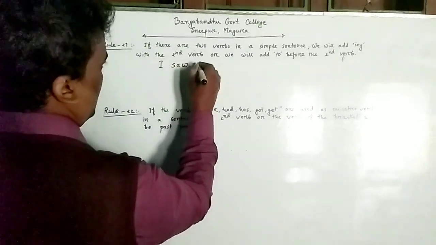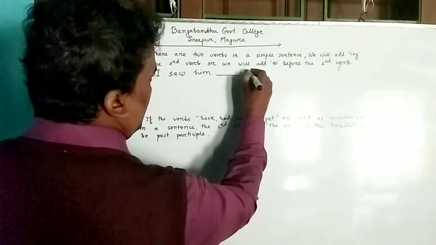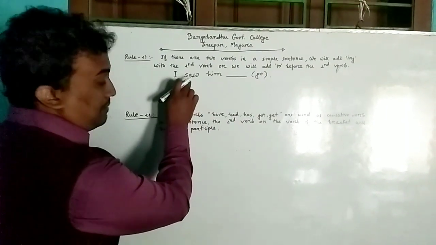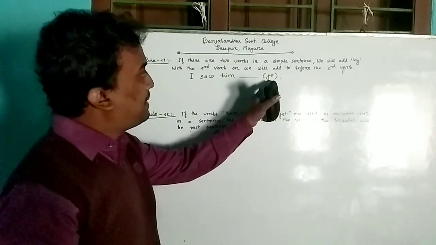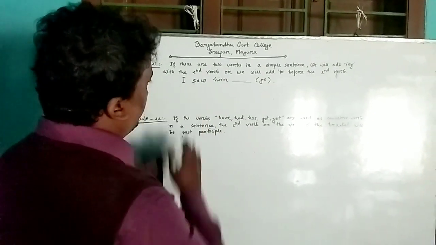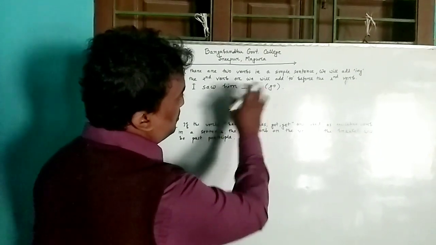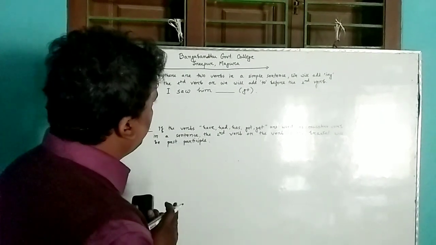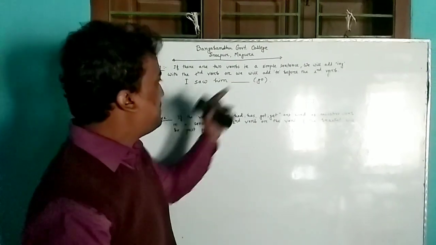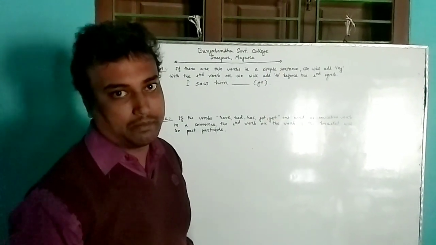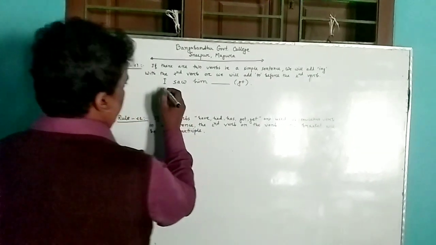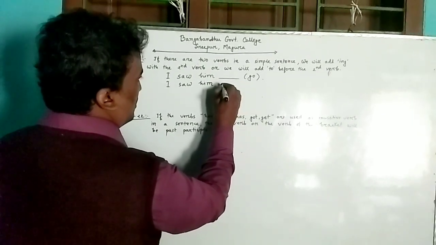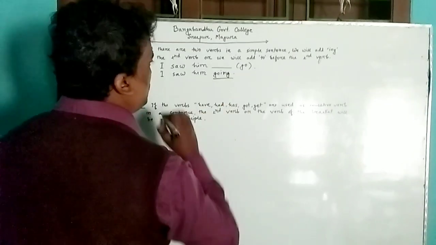I saw him go. So look at the first verb, that is saw, and the second verb, go. There is no change in the first verb, but you should change the second verb. The second verb should be ing. We will add ing with the second verb, or to before the second verb. So here we can write the correct answer: I saw him going. So the correct answer will be going.